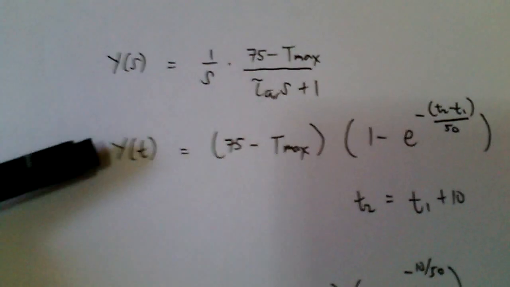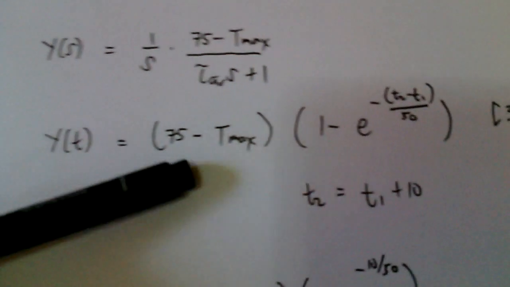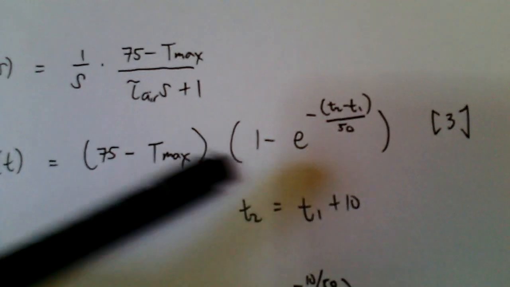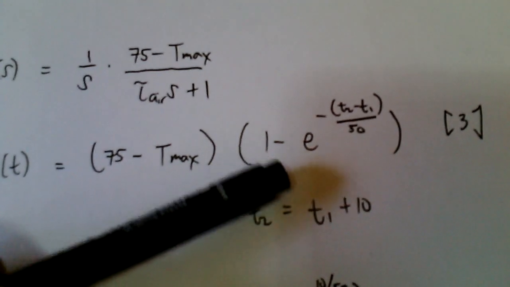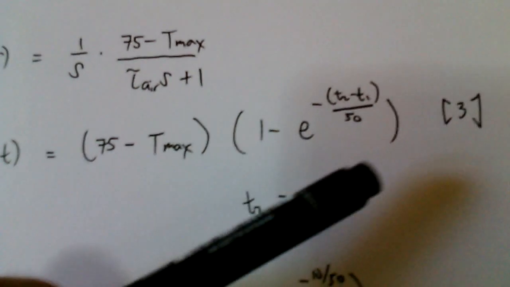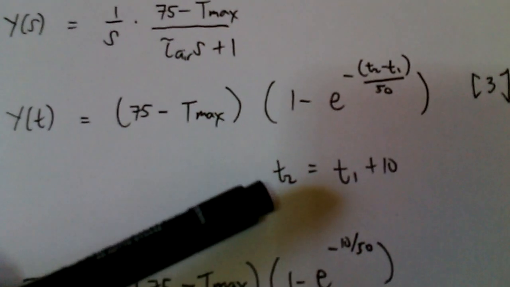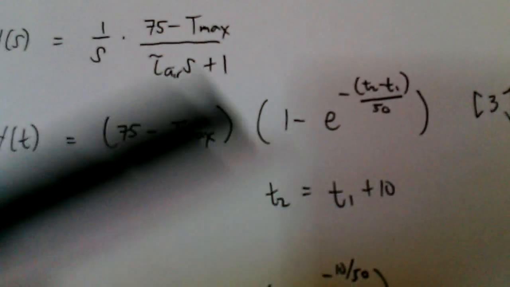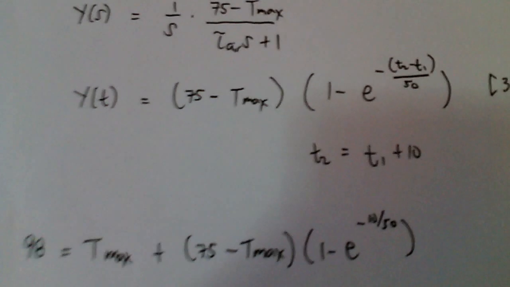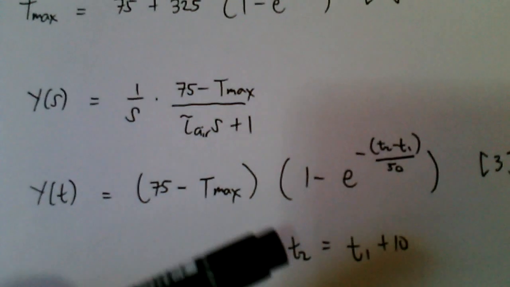We get the partial fraction, then we get the Laplace transform. I just shortcut it: y of t equals 75 minus Tmax. This is our third equation: 75 minus Tmax times 1 minus e to the negative t2 minus t1 over 50. As you can see from the equation, we have t2. As you remember, t2 equals t1 plus 10, for which we have 10 seconds from the problem. So we are now going to determine the t1 for the problem by getting the Tmax.